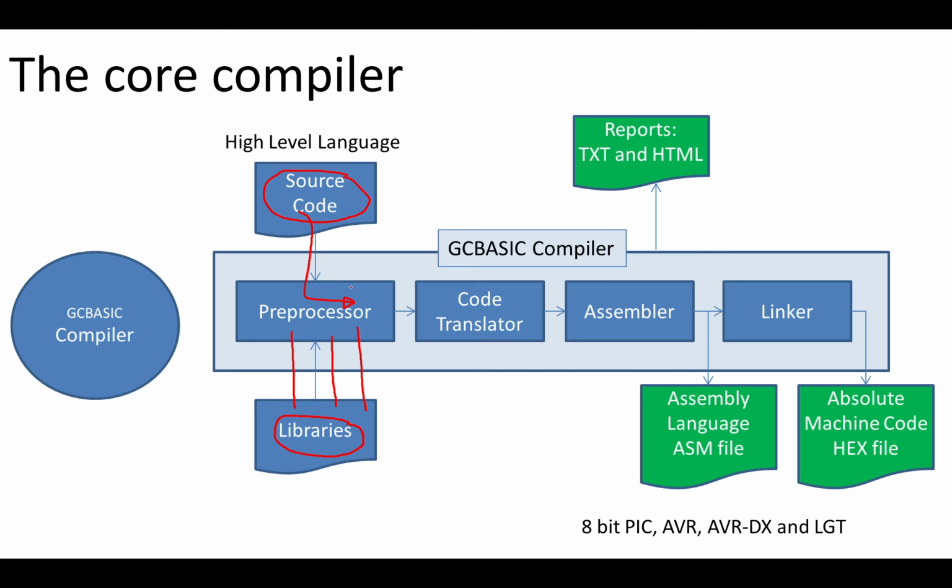It goes into what I call a code translator, which normalizes the code and brings it to a standard that can then be used across all the desired chipsets. It's assembled specifically for the particular chip that you selected. It then produces output files if you require, like an ASM file, and it produces reports at this point. And then there is a linker called GCASM that will produce absolute machine code for a hex file, which you can then program. That's how it works. It's as simple as that.